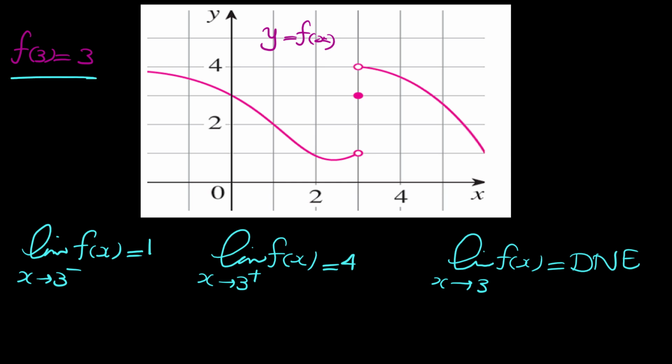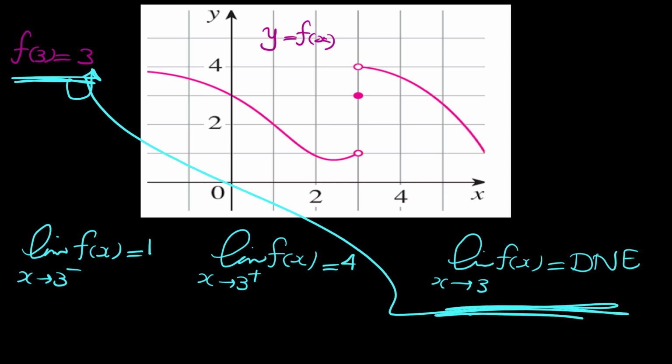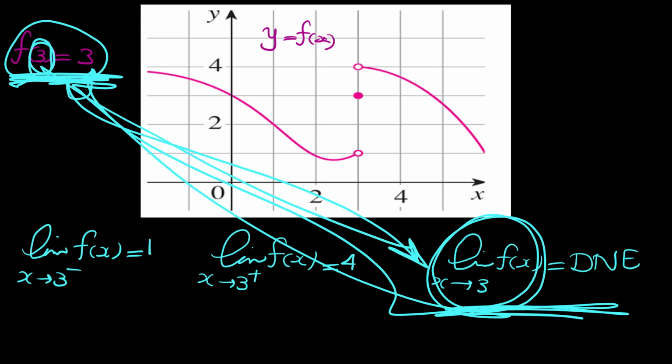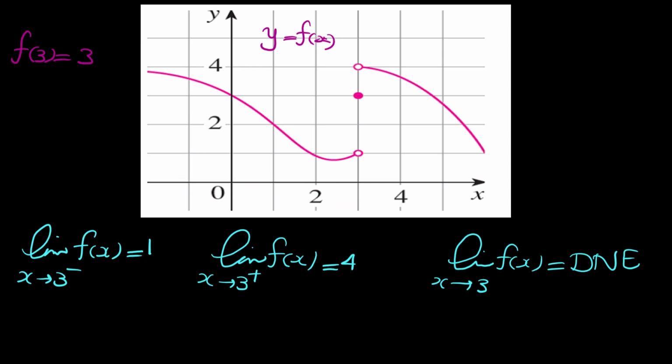So attention, f of 3 exists and it is 3, but the limit of the function does not exist. This means that the limit of the function has nothing to do with the value of the function. Maybe the value exists and the limit does not exist. Maybe the function at that point is not defined, but the limit exists. So these are not related to each other.